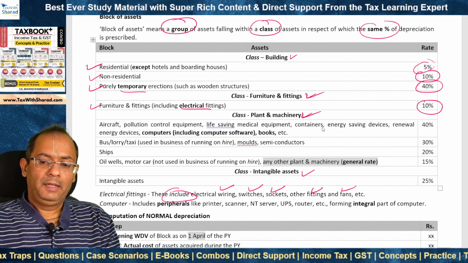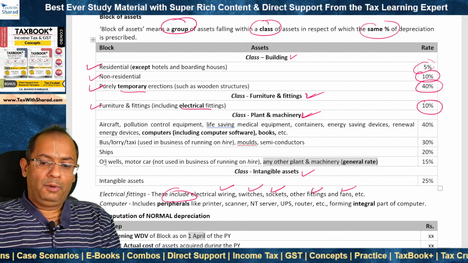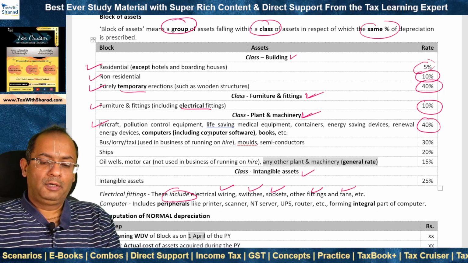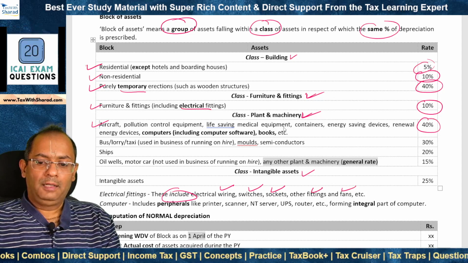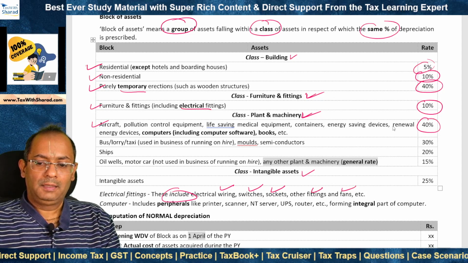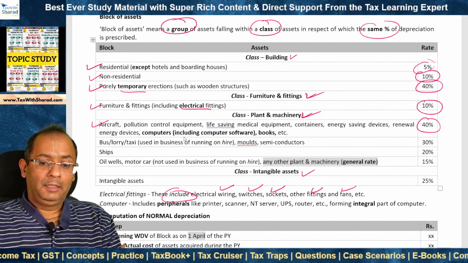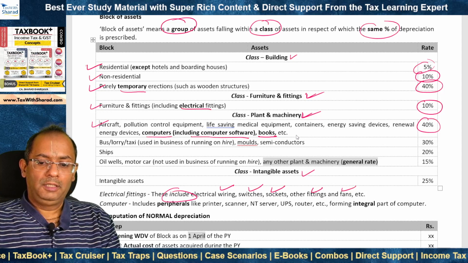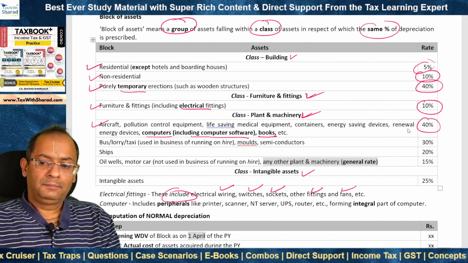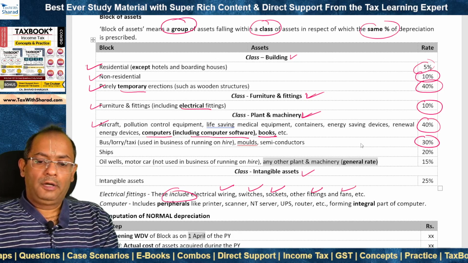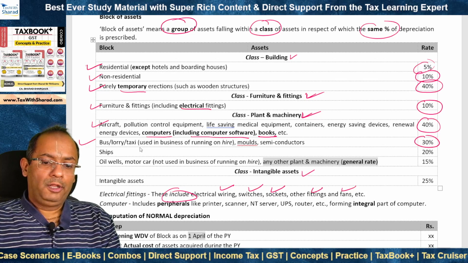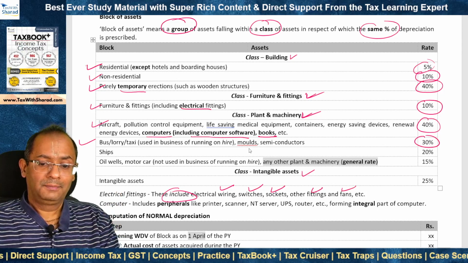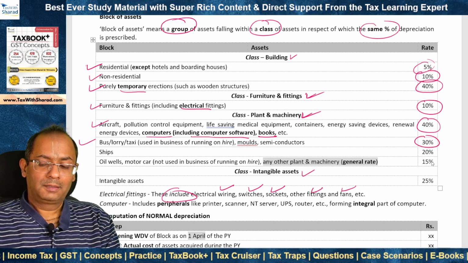What about plant and machinery? 4 blocks are relevant to us. The highest rate of 40% applies to aircraft, pollution control equipment, life-saving medical equipment, containers, energy-saving devices, then renewable energy devices. The important items are computers, including computer software, and books. These are also entitled to 40% rate. The next lower rate of 30% applies to bus, lorry or taxi which is used in the business of running on hire. So in the hiring business, or molds or semiconductors.